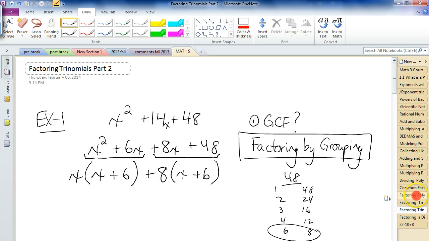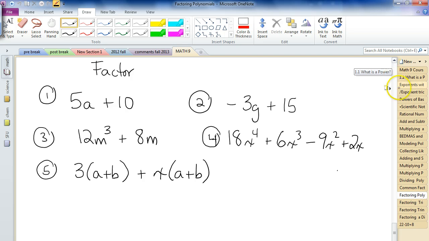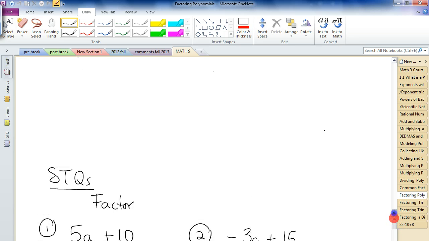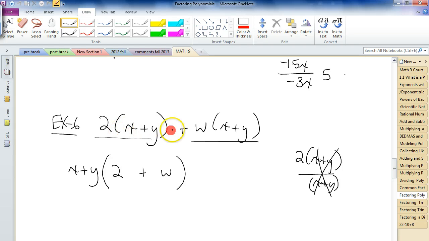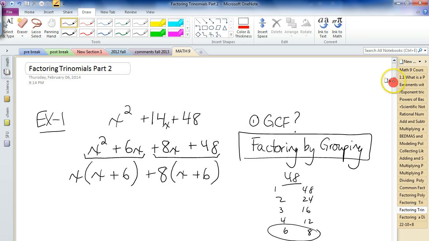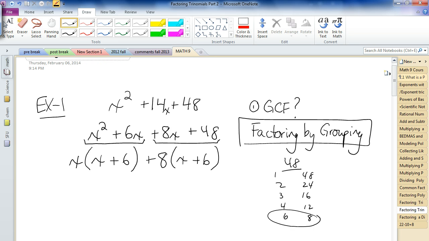You did this back here. It was actually the last example that we did in the factoring polynomials lesson, example 6. You had this right there. We had a common factor of x plus y, and we pulled it out, and that left this and that. And that's what we're going to do here.